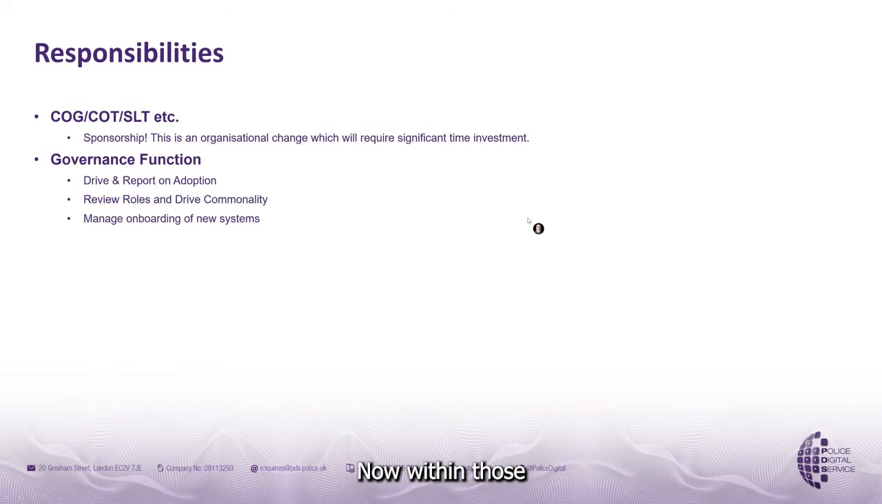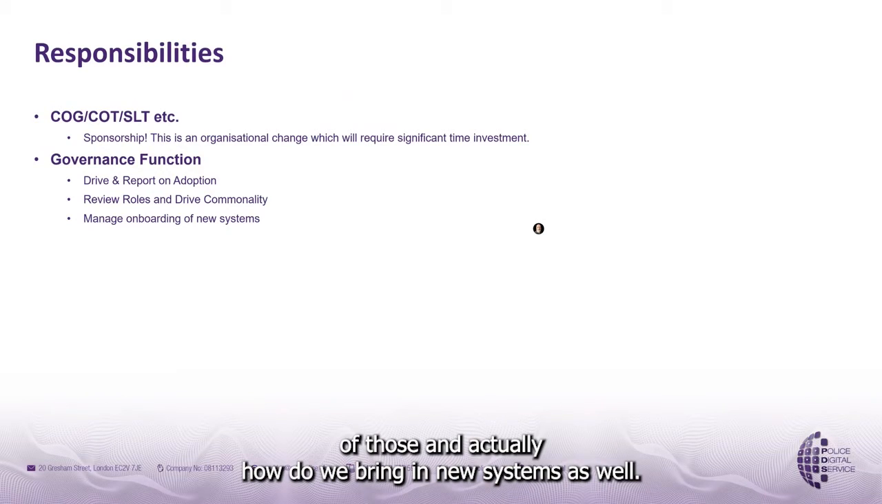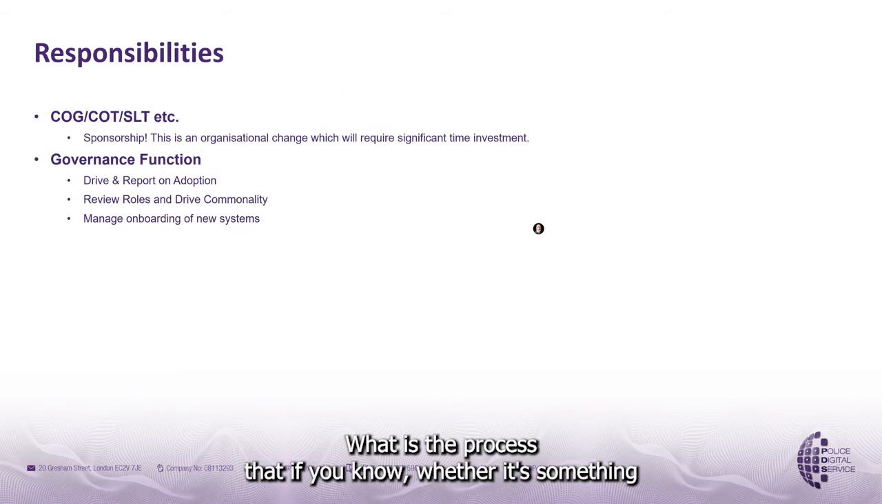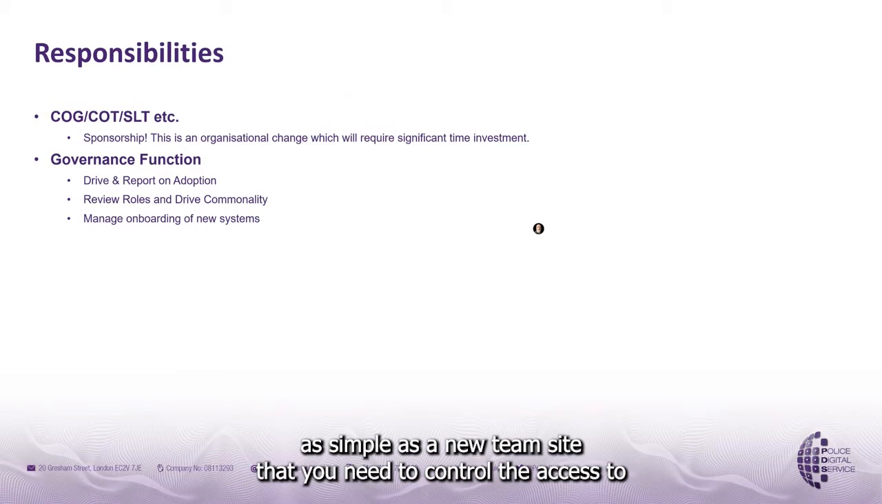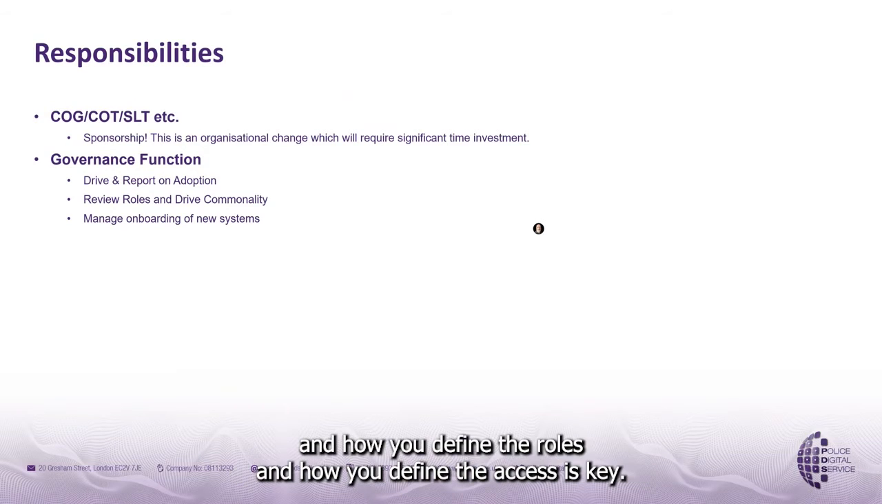Now, within those, we need to be driving that adoption. We need to be able to report on that adoption. We need to be looking at the HR data, the roles and the commonality of those, and actually how do we bring in new systems as well? What is the process if it's something as simple as a new team site that you need to control the access to, or whether it be a large cross-force system, having that onboarding and how you define the roles and how you define the access is key.